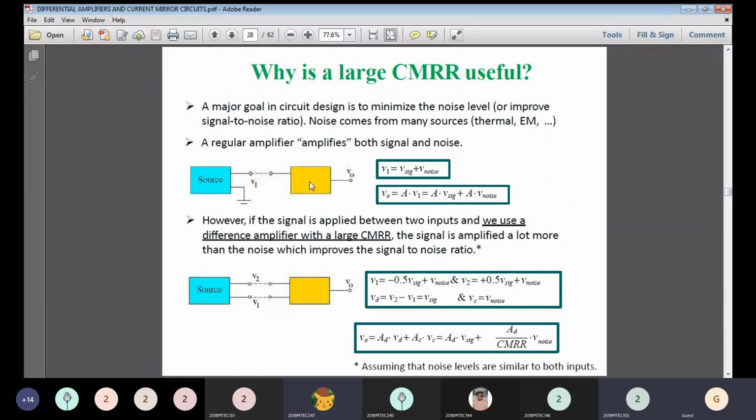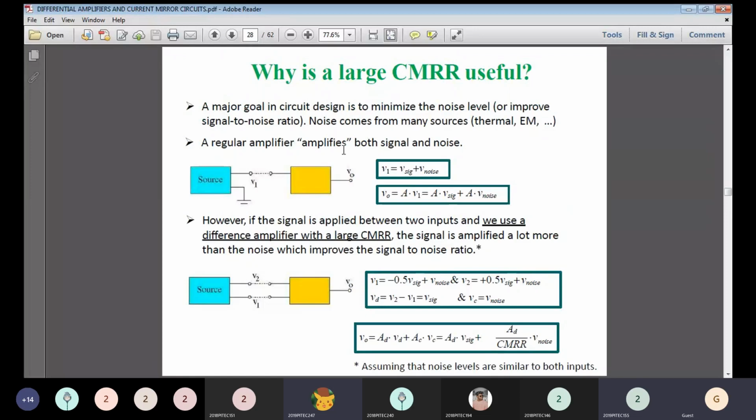It comes from many sources. There are many varieties of sources in a practical case. For noise, it may be thermal, or it may be from something like electromagnetic waves. A regular amplifier will amplify both the signal as well as the noise. If the noise factor is very high in a particular case, practically the noise level will be high.